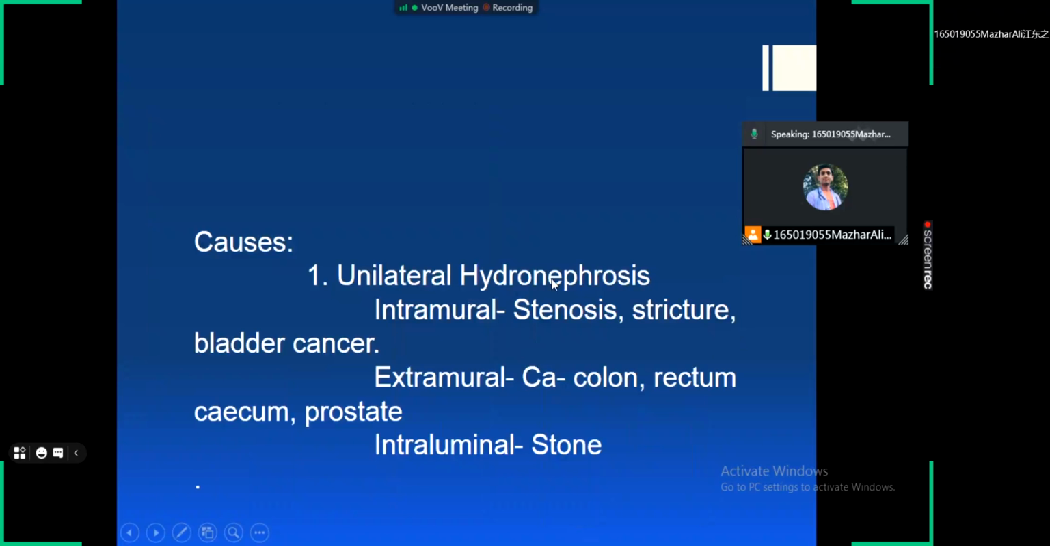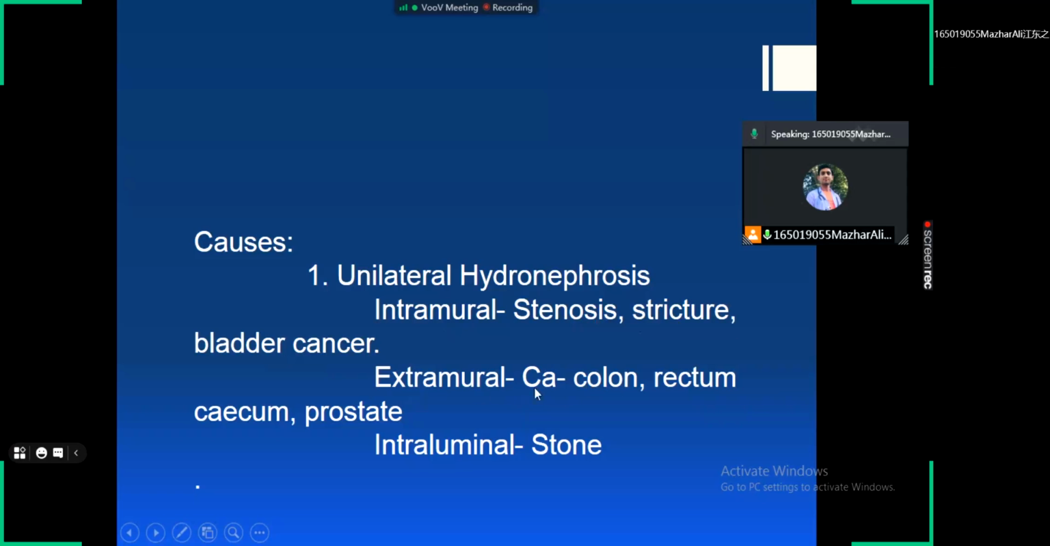What are the causes of unilateral hydronephrosis? There are intramural and extramural causes. Intramural means inside the lumen, like in the wall of the ureter: stenosis, any stricture formation in the ureter, or bladder cancer. It can lead to unilateral hydronephrosis.